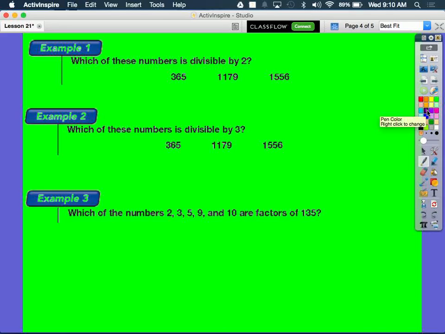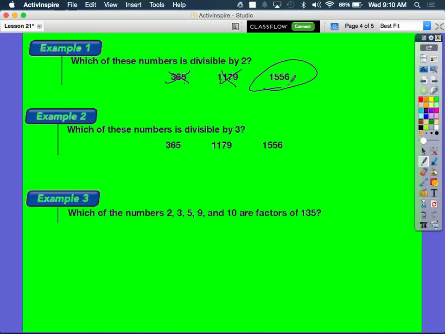So which of these numbers is divisible by 2? Okay? So we're going to look at the last digit and see which ones have an even number as the last digit. We look at 365, we look at 5, doesn't work, not even. Look at 1,179, 9, not even. Okay? So this is what's left. Let's make sure it works. Okay? Ends in a 6. 6 is even. That's our answer.